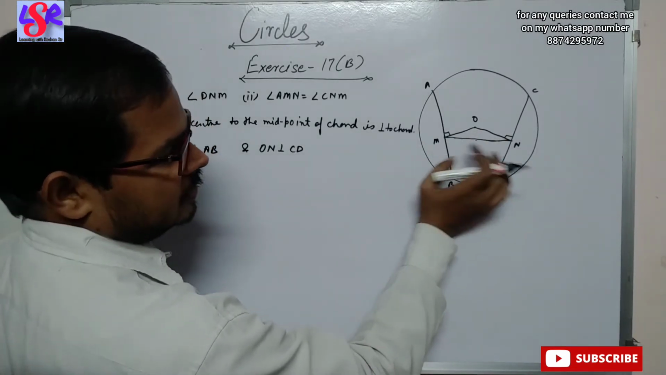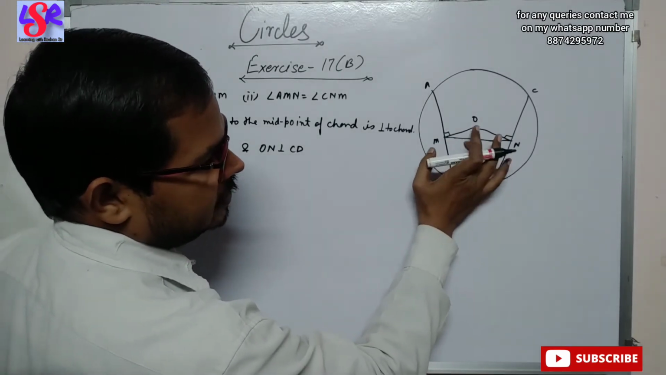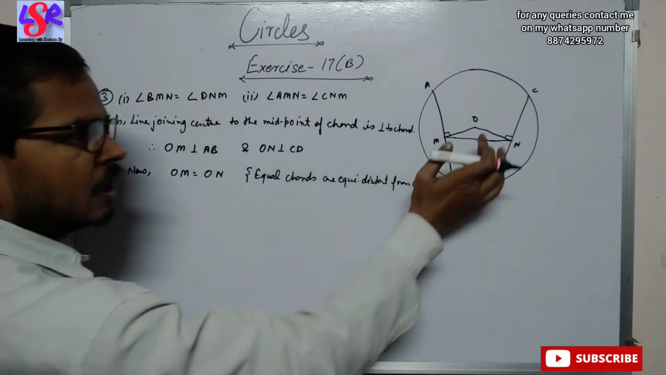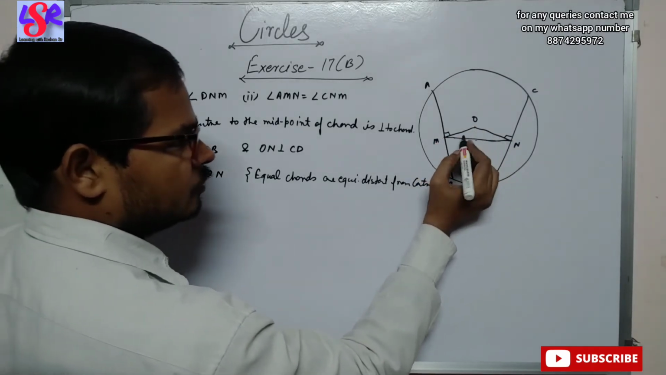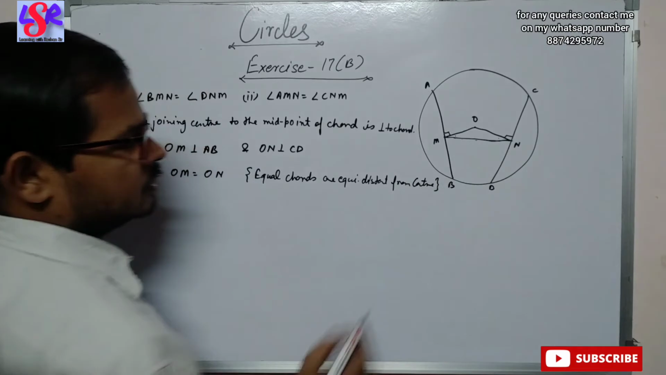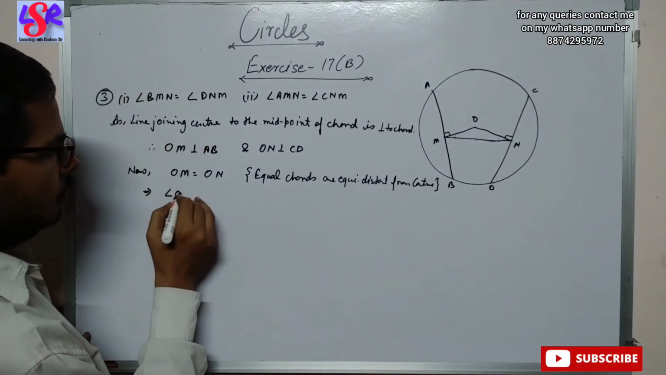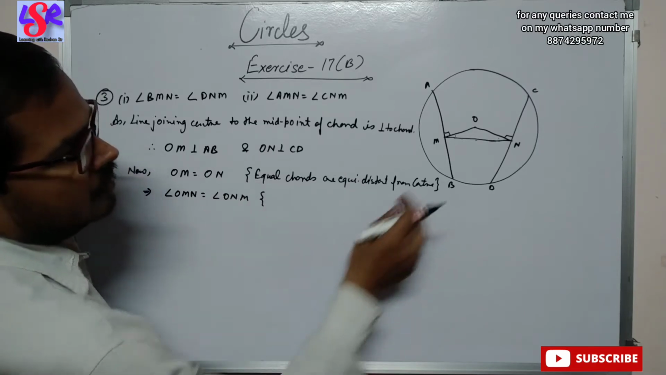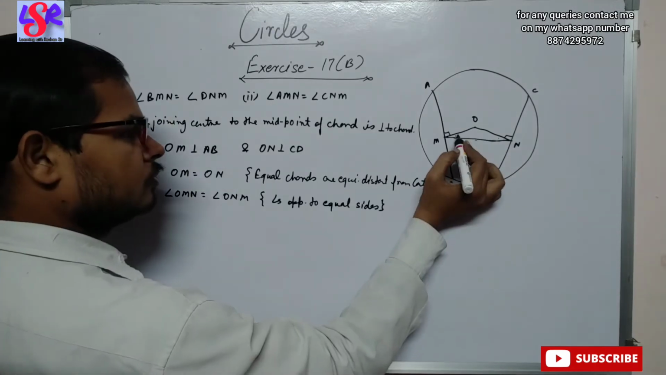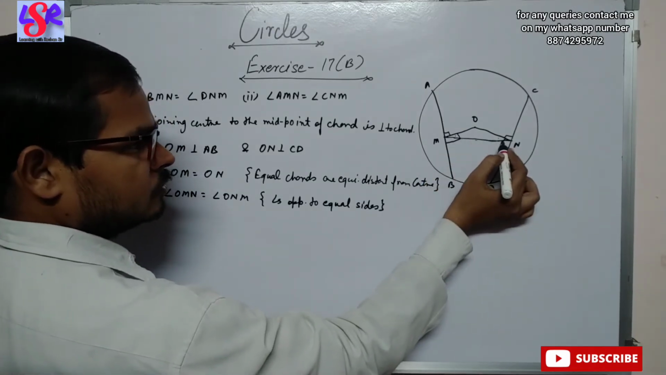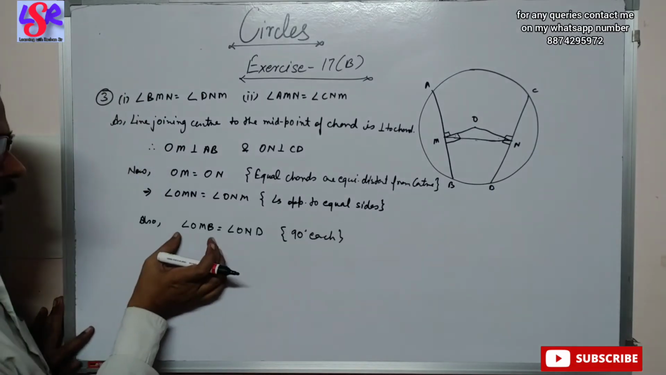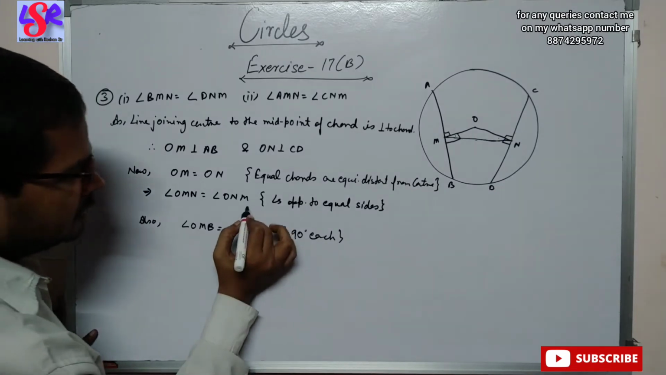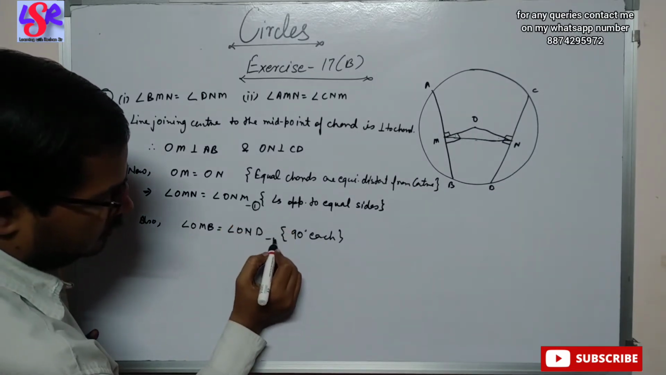Now as equal chords are equidistant from the center, therefore OM is equal to ON. So here we get OM equals ON as equal chords are equidistant from the center. Now in this triangle, OM is equal to ON, so we can take this angle equal to this one. That implies angle OMN equals angle ONM, as angles opposite to equal sides. We know that this angle is equal to this one as this is 90 degrees. So here we get angle OMB, that is this one, equals angle OND, 90 degrees each. Now let this one be equation number 1 and this one be equation number 2.